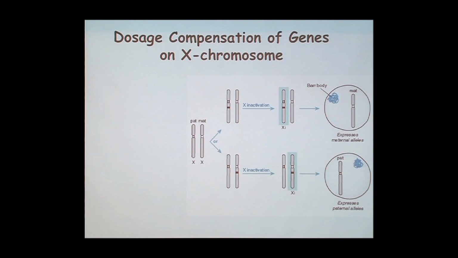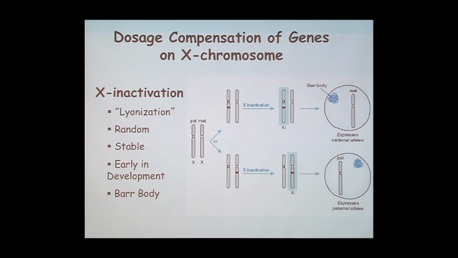And this is a process that happens very early on in development, about the 50-cell stage, so very, very early on. Once the cell decides which X is going to be inactivated, whether it's the one that you got from mom or the one that you got from dad in that particular cell, once the decision is made, it's the same for all the progeny of that cell. Okay, so we're starting off at a 50-cell stage. We're going to end up with 100 trillion cells in our body. So all the daughter cells from that cell are going to have the same X inactivated. So the process is random, but it's stable, and it happens early on. And again, the inactive X that condenses down is called the bar body.